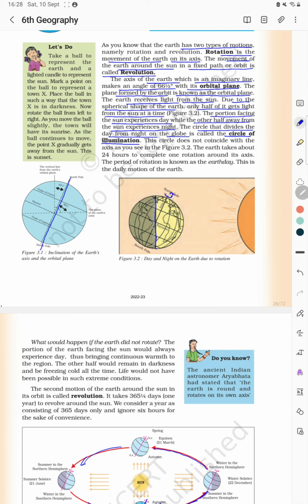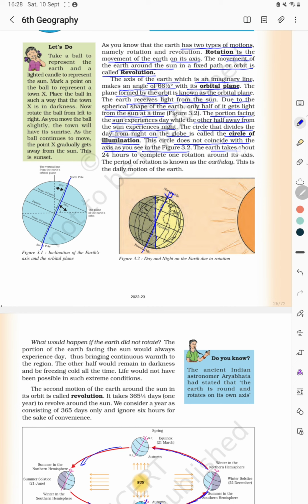The circle does not coincide with the axis, as you see in figure 3.2. This is our axis of the earth, about which earth moves. Now the circle of illumination is in this vertical direction, or in a vertical plane.